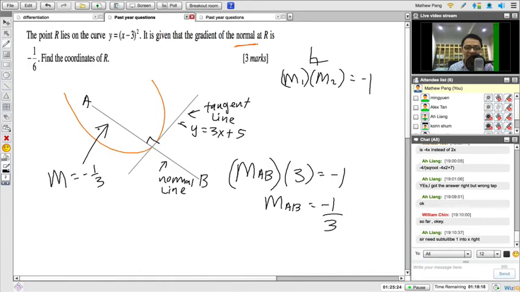Alright, got some idea about what is normal? Normal means it is perpendicular to tangent. Please remember this one. If not, you cannot solve paper 2. Because in paper 2, you always see tangent and normal. Tangent means they have the same gradient. You can understand it this way. Normal means it will be 90 degrees to the tangent. Alright, I hope you understand.